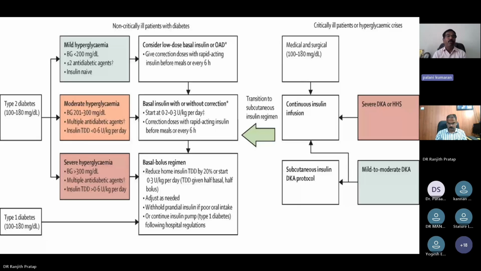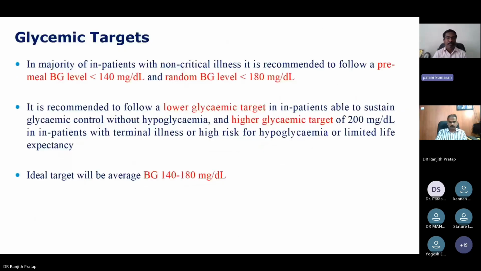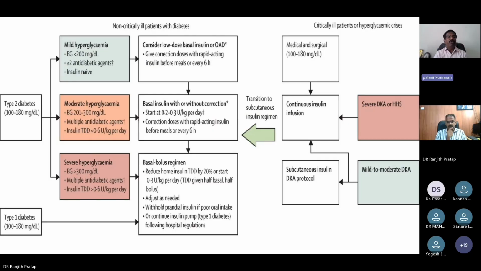So how are we going to approach hyperglycemia management? We approach it depending upon the blood sugar. If the blood sugar is below 200, we can categorize type 2 diabetes by the blood sugar level. We can categorize them into mild, moderate, and severe hyperglycemia.